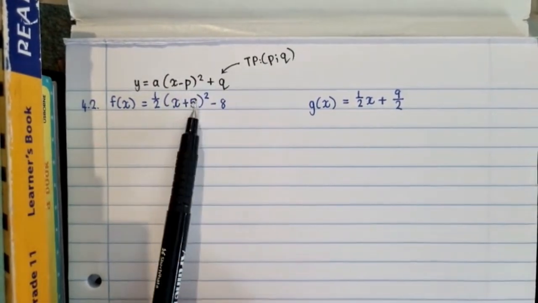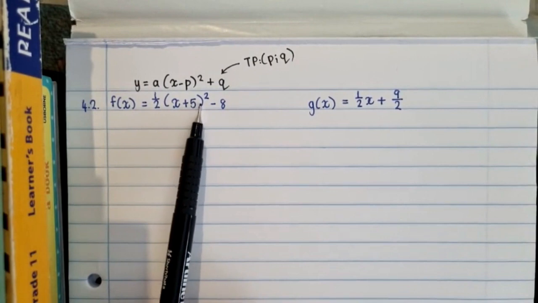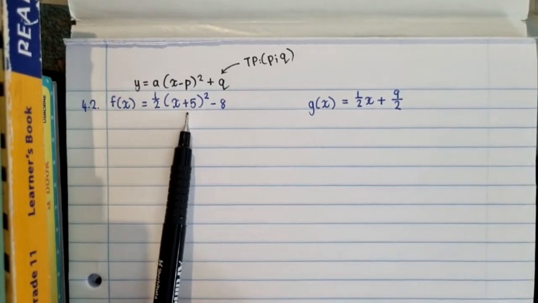So if we're looking at this, we have x plus 5. That means that the x value of the turning point is going to be negative 5.